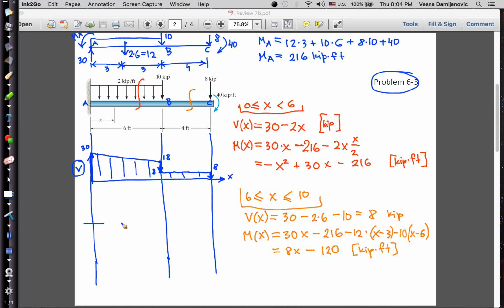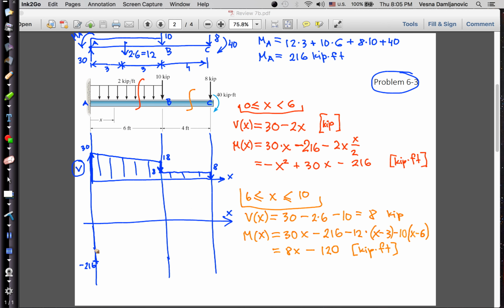Okay, so I'm going to start from here. I know where it's going to go, but I'm going to leave it like this, kind of half, to leave space on both sides. And so let's see the equation. Okay, so the first equation is minus x squared plus 30 x minus 216. So when x is 0, these two are 0, and it's only minus 216. So it starts from negative, okay? And this is minus 216.